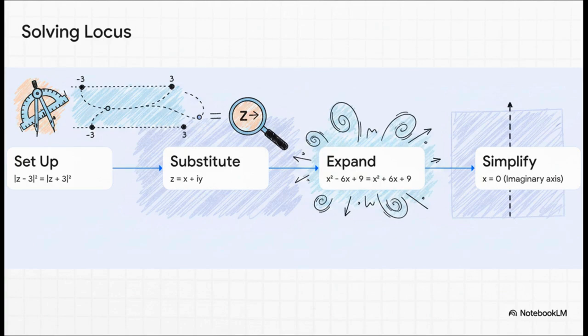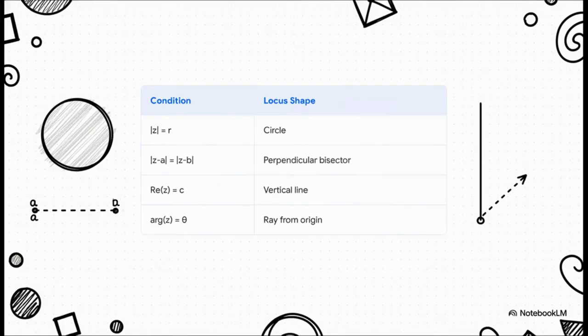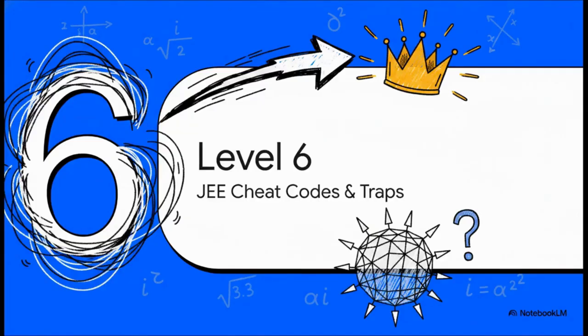Now, if you want to speed up these boss battles even more, memorize this table of common locus conditions. If you have these locked in, you can instantly recognize the underlying shape just by glancing at the equation. Modulus of z equals r, boom, that's a circle. Modulus of z minus a equals modulus of z minus b, that's a perpendicular bisector. Instantly recognizing these patterns gives you a massive advantage over the students who waste time trying to calculate it all from scratch.